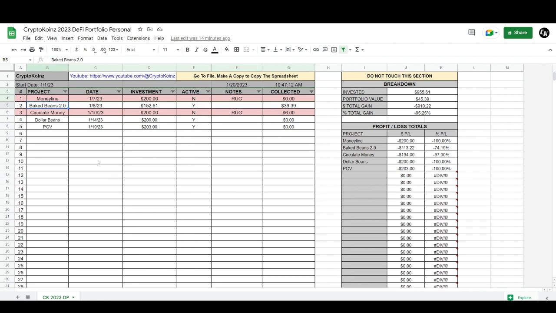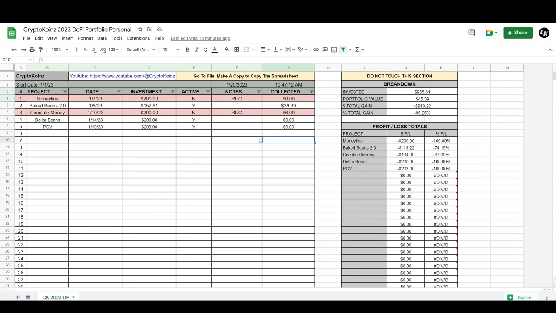Right now, I have Baked Beans 2.0, Dollar Beans, and PGV as my new positions. As of now, invested, I have about $955 invested. My portfolio value is $45. Total gain, I'm down $910. Total gain, minus 95%. There is a sunk cost in all these projects. This is why I'm down so much. I've only collected $45 successfully between all these projects as of right now. And we had two rugs that I was invested in. Those were some pretty big losses. $200 there and $194 there.